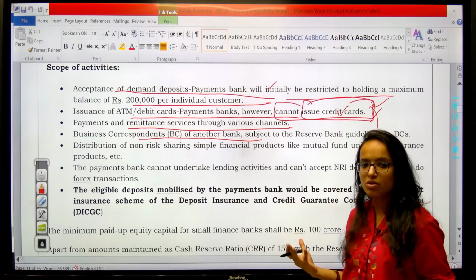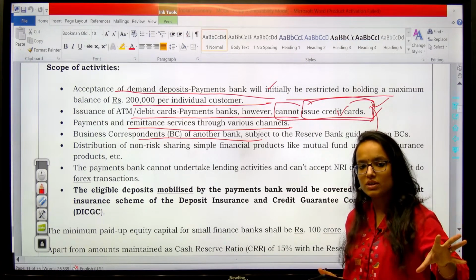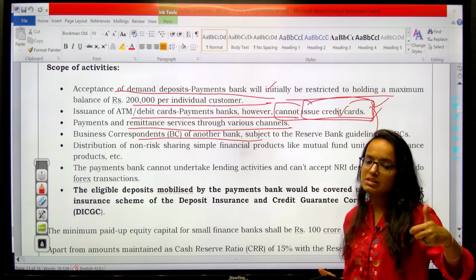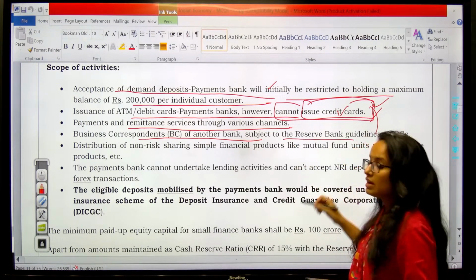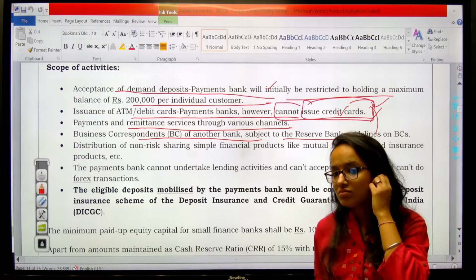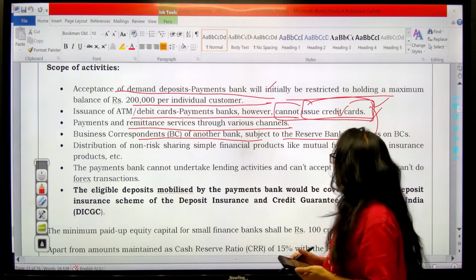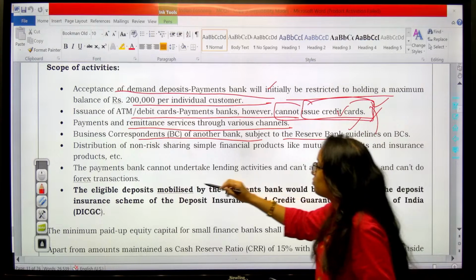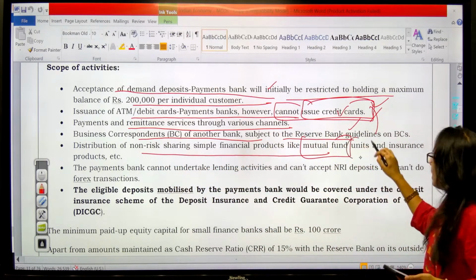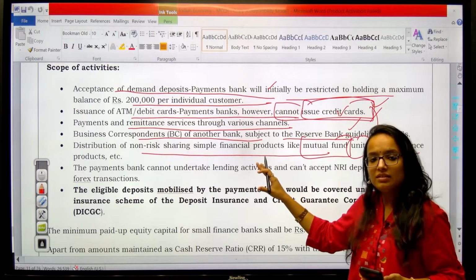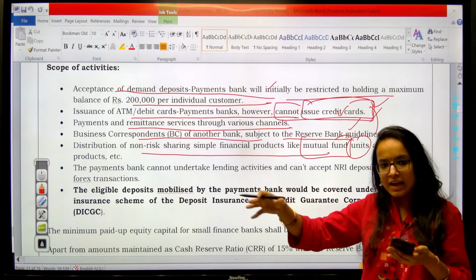What are business correspondents? When you have someone as authorized business correspondent, they can do banking activities on your behalf, subject to RBI, and you all know what. So business correspondent model can be implemented on payments bank. Now, distribution of non-risk sharing simple financial products like mutual fund units and insurance products, they can distribute these non-risk sharing products. So the product line is also wider.